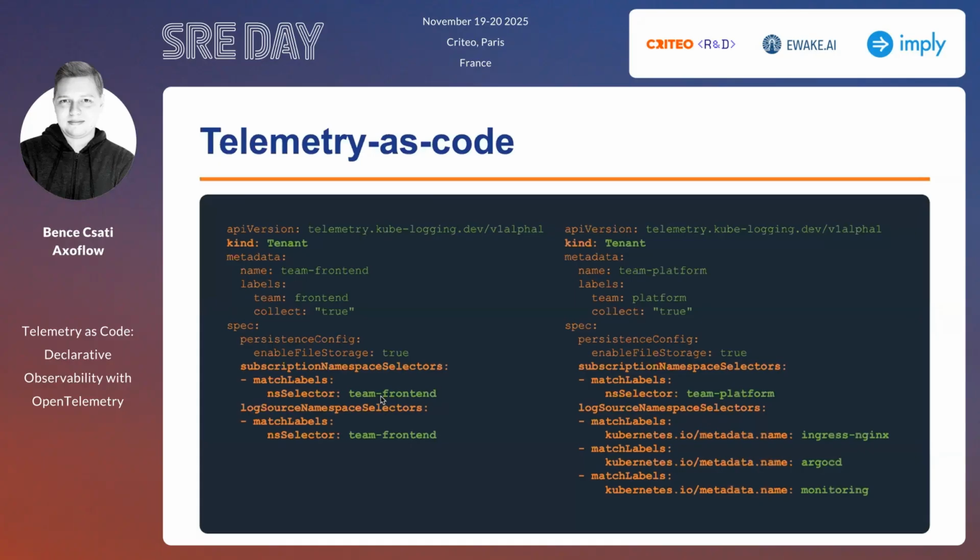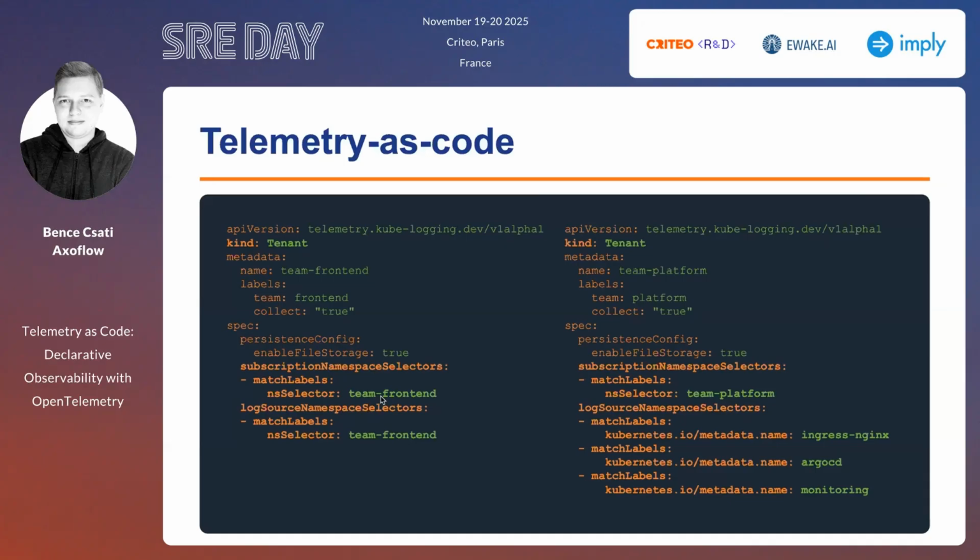The main component that is defining this operator is the tenant resource. For the tenant resource, we have two major options in the spec. One is the subscriptions and the other is the log source namespace selectors. Both of these are matching on labels placed on namespaces. For the log source, you are asking which labels placed on namespaces you would like to collect logs from.